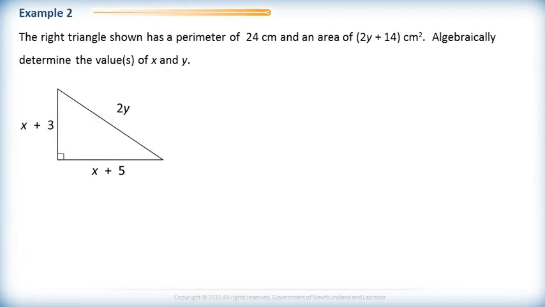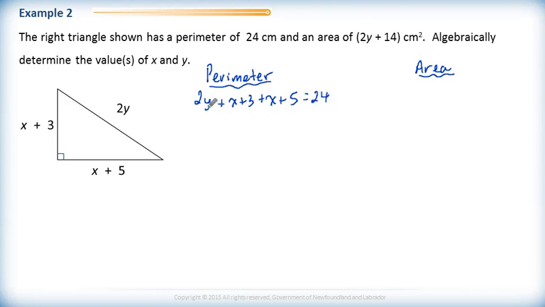Example 2. The right triangle shown has a perimeter of 24 centimeters and an area of 2y plus 14 centimeters squared. Algebraically determine the values of x and y. So we've got two things to consider here. Perimeter first. Perimeter is found by adding up all the sides. So we know that 2y plus x plus 3 plus x plus 5 has to equal 24.